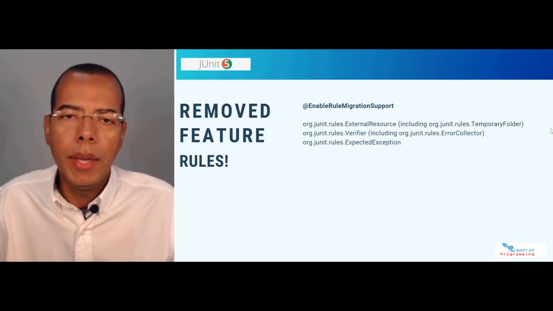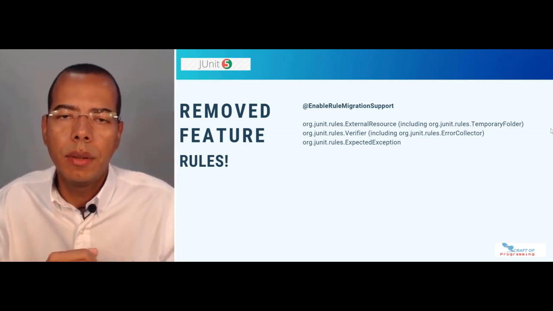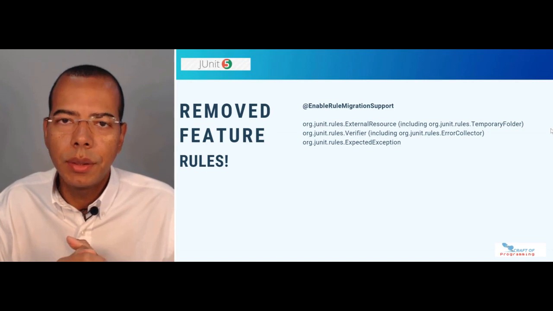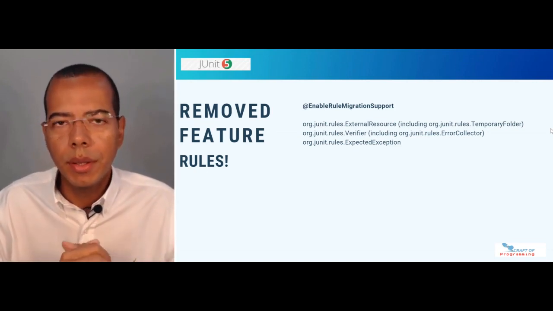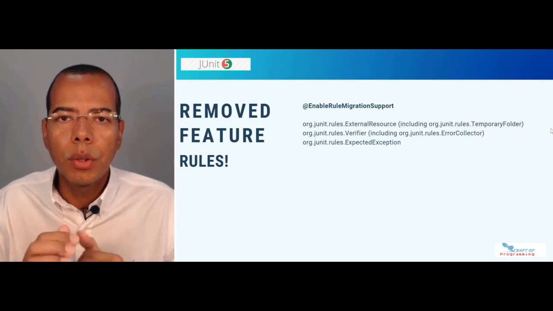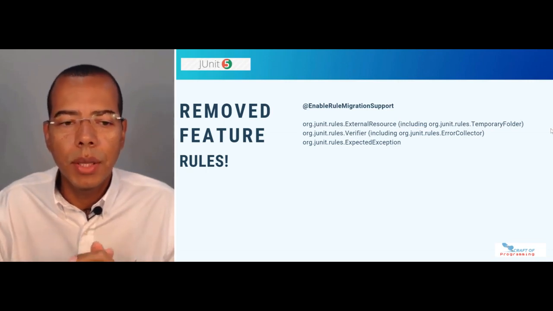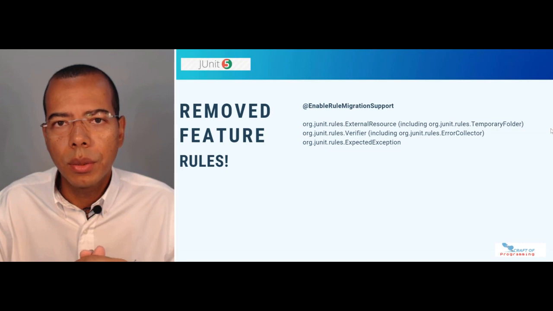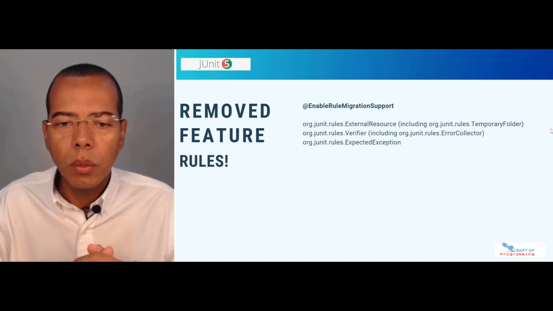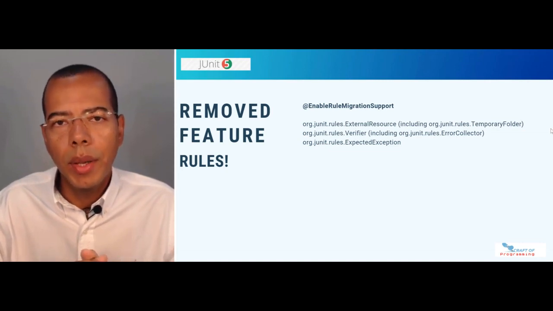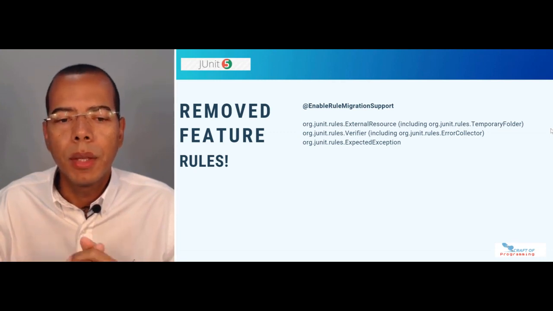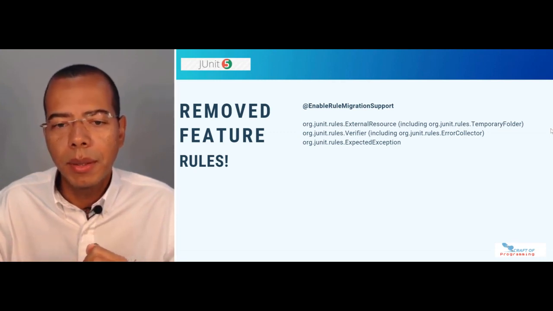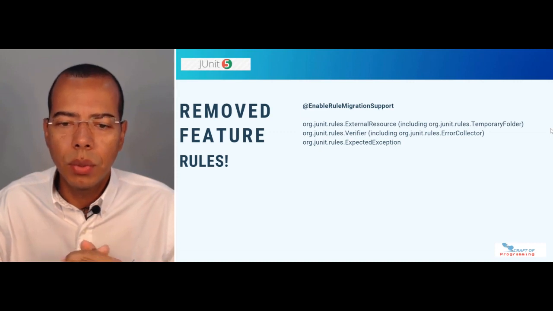In the next video I will go into the details about rules and runners when I cover the JUnit 5 architecture. But what I want to say here is that rules are not supported anymore. What they have provided is a way to support JUnit 4 rules, but as you can see, it's a limited support.